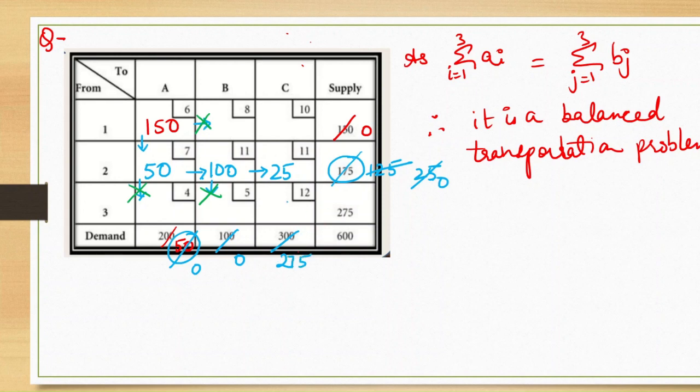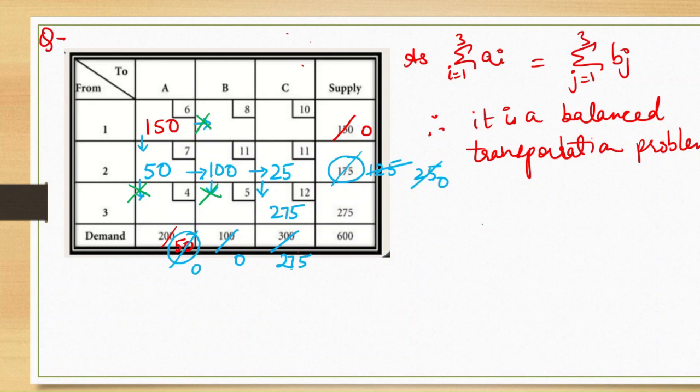Now, whenever we are doing transportation problems, we can always check that the last allocation will have the same demand and supply. Here also you will see I am having 275 demand and 275 supply. So this shows that my answer is correct. This is again a form of checking whether your solution is correct or not. So this is our northwest corner method.